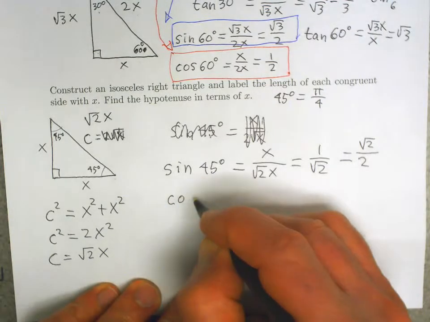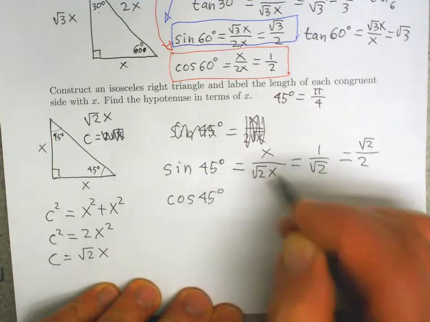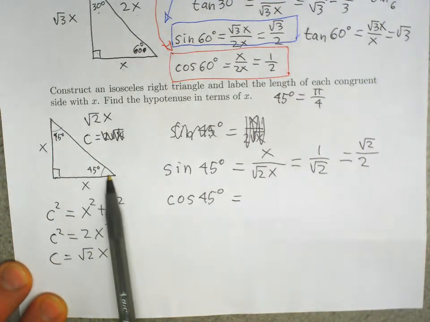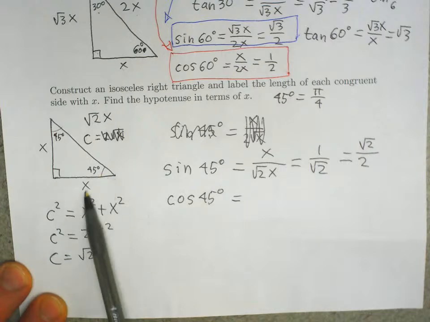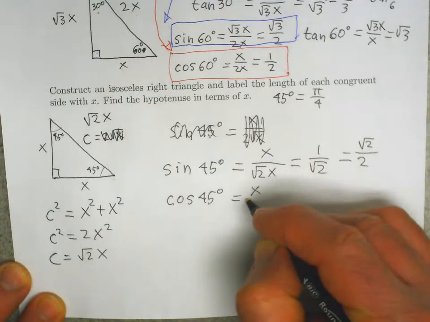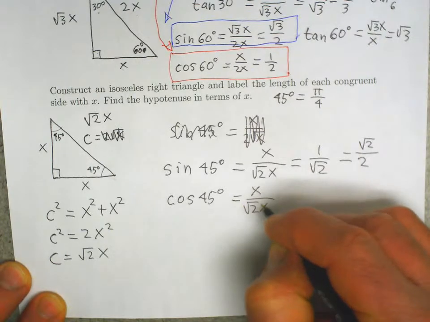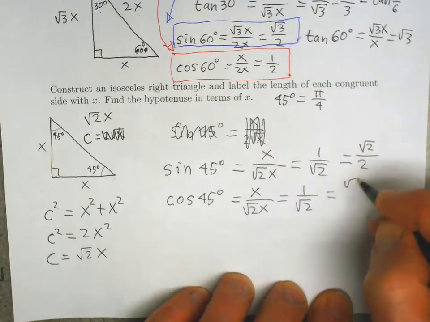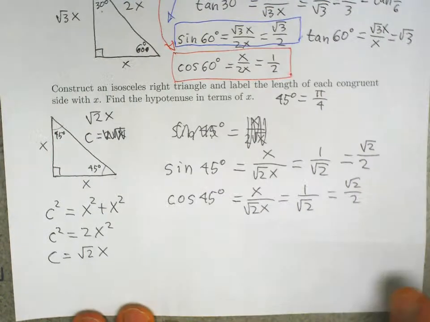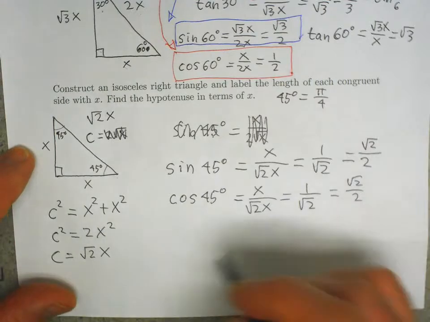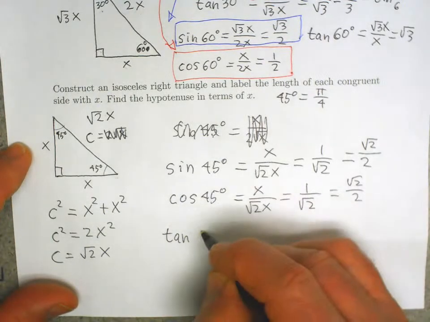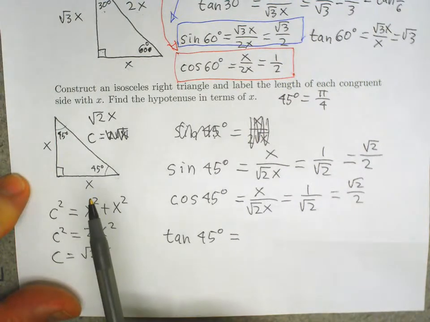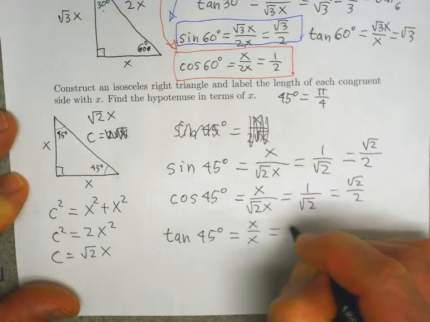Well, we already know what cosine of 45 is, but we'll go through the motions. Cosine of 45 is adjacent over hypotenuse, so x over the square root of 2 times x, or 1 over the square root of 2, or if you prefer, the square root of 2 over 2. And then the tangent of 45, so opposite over adjacent, x divided by x equals 1.